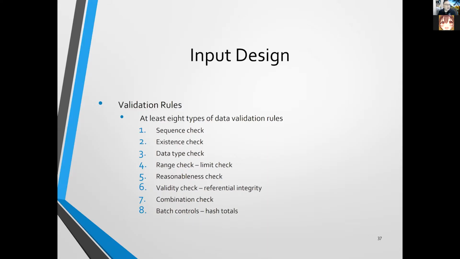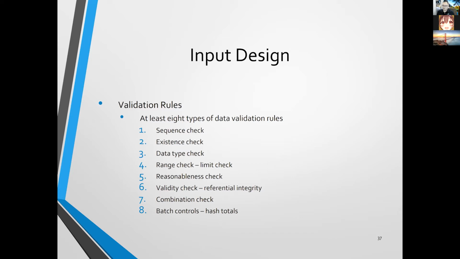Okay, so whenever we check the validation of the data to be input, we have to check for sequence of data, the existence of data, the data type that the user will input, and the range or limit of the data that you allow users to enter into your screen. Then a reasonableness check, to verify whether the data that users enter is reasonable or not.